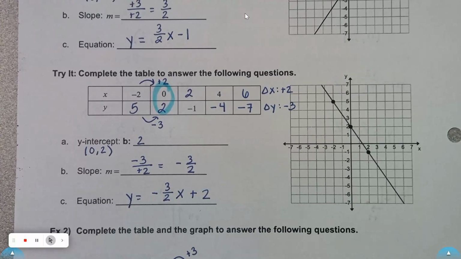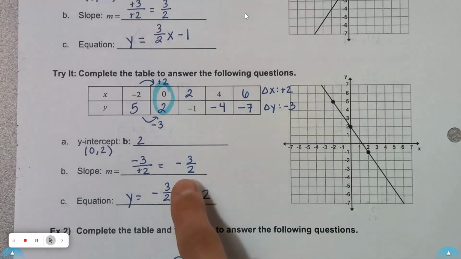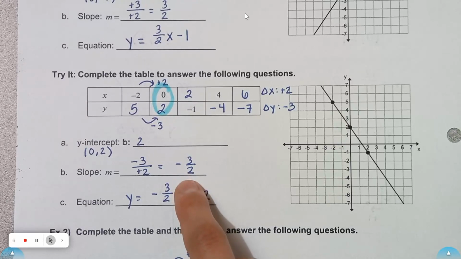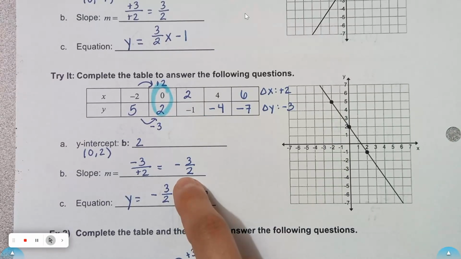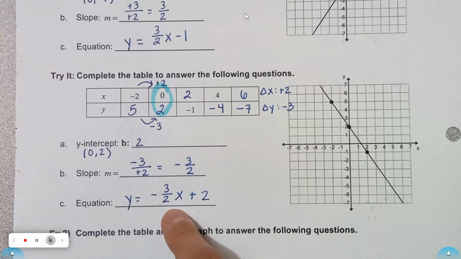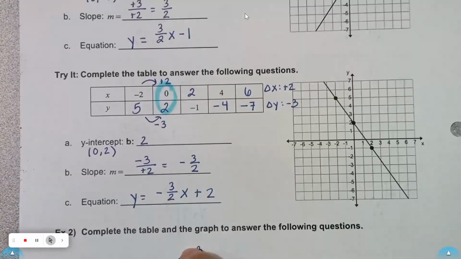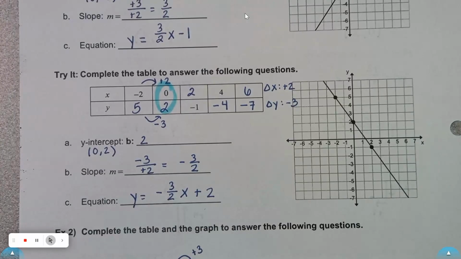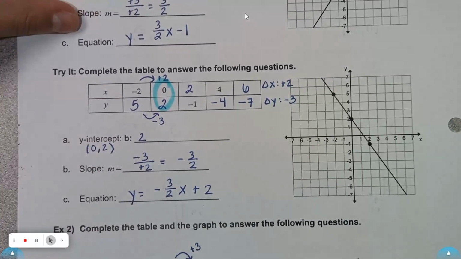So here's what I got for that. Try it. So the top row is increasing by 2, and the bottom row is decreasing by 3. So my slope is negative here. It is negative 3 over 2. So when I plug my numbers into my equation, this is what I should have gotten. So hopefully you got that, and if not, that's okay. You can go ahead and copy it so that you have it. Okay, and we're gonna do the last one together.